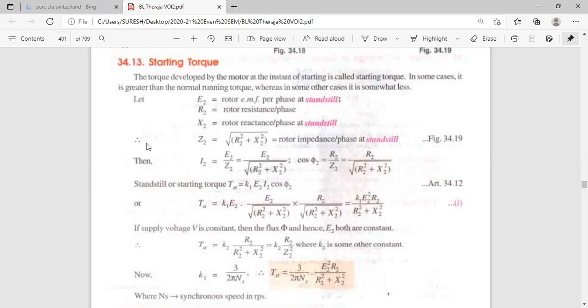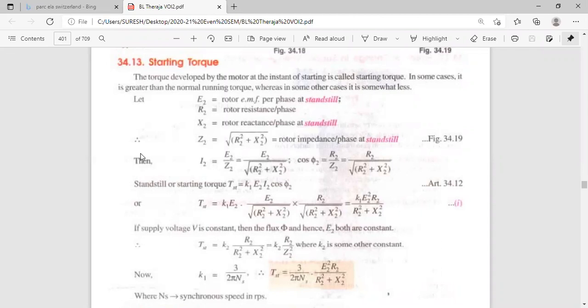Take phi there, in the right angle triangle. Angle phi. You know how to take the angle phi. Already I have told in single phase. Take that angle as phi 2 in the right angle triangle. Now tell me what is cos phi 2 from that?